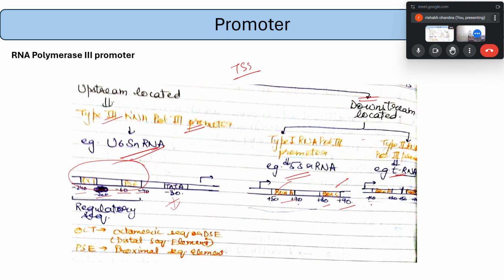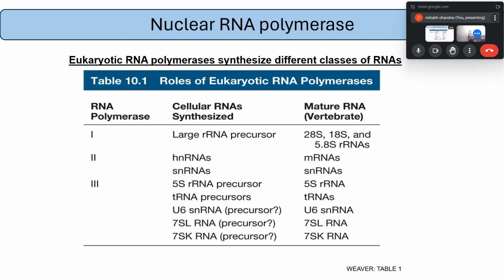So box A is between +10 to +30, and box B is between +50 to +70. So this was the thing about the RNA polymerase 3 promoter. Then moving on to the different types of RNA polymerases. So the nuclear RNA polymerase first. Then we have majorly three RNA polymerases: one, two, and three.